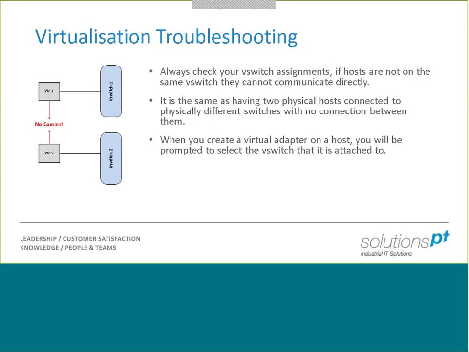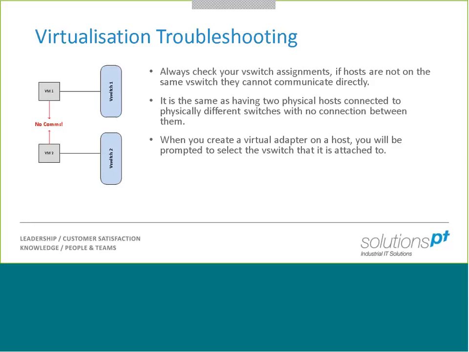Probably the first one here: if you've not got comms between a couple of virtual machines and you're certain your IP address allocations are all fine and everything else checks out okay, the first thing to check is your vSwitch assignments. When you create a virtual adapter, it will ask you which vSwitch you want that to become a part of.